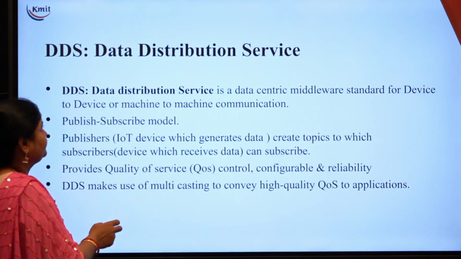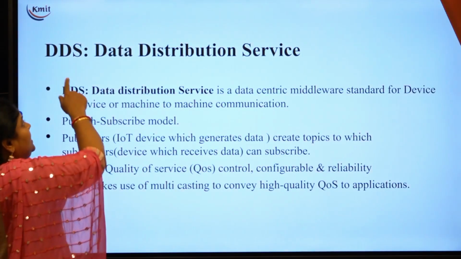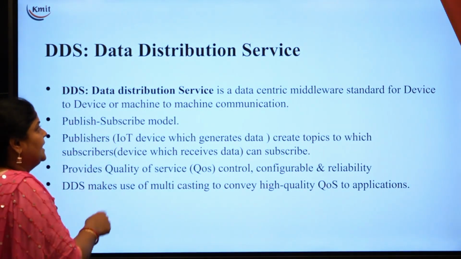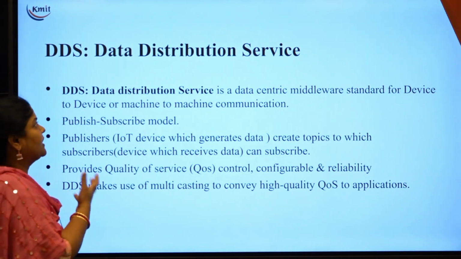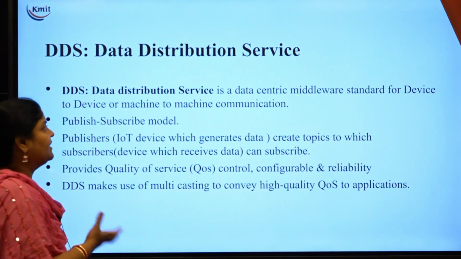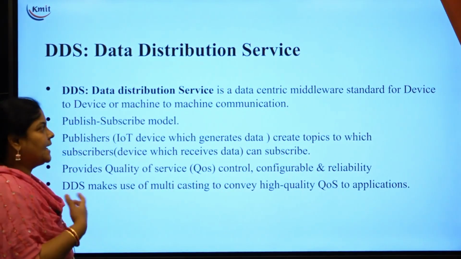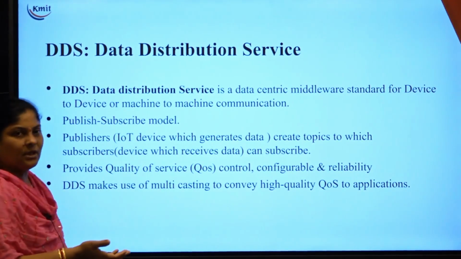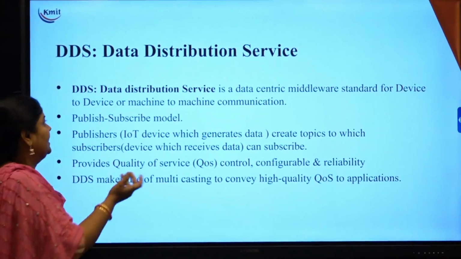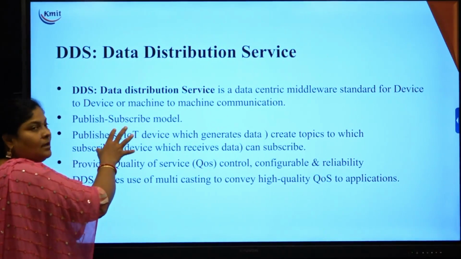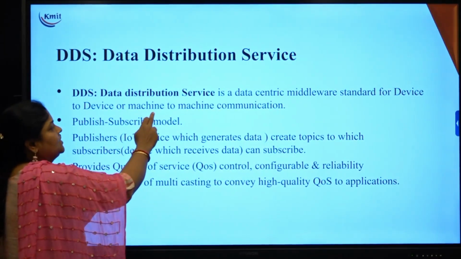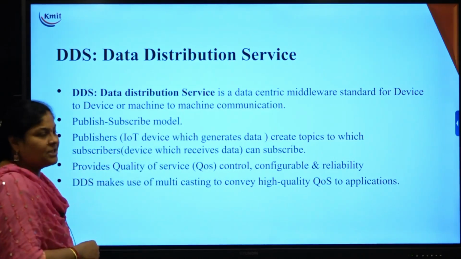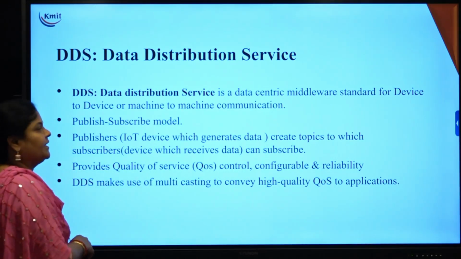AMQP. The next type of application layer protocol is DDS, data distribution service. Here data is distributed. The data here is basically device data. Device data means an Android phone talking to the Google Assistant or Siri, like that. It is also basically used for machine to machine communication.